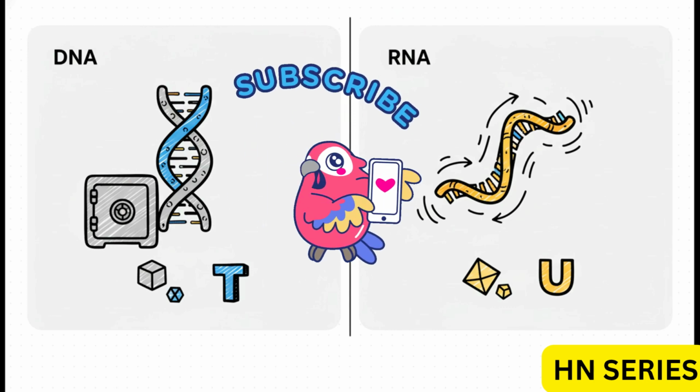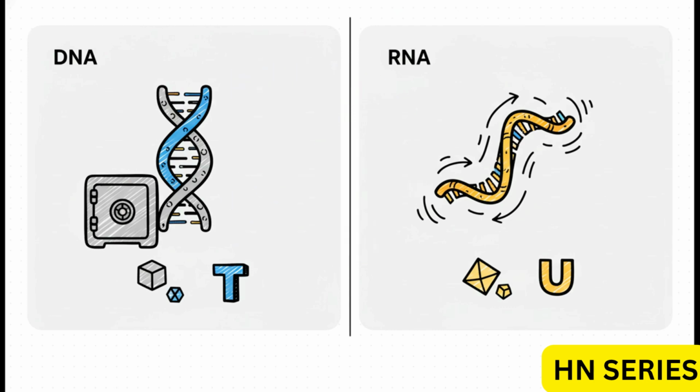Okay, we know the sugar is different, deoxyribose for DNA, ribose for RNA. We know the bases are different. DNA has thymine, RNA has uracil. And a huge difference is the structure. DNA is that stable double helix, while RNA is usually a more flexible single strand. It all comes down to their jobs. DNA is built for the long haul, for storage. RNA is built for action, for getting things done right now.